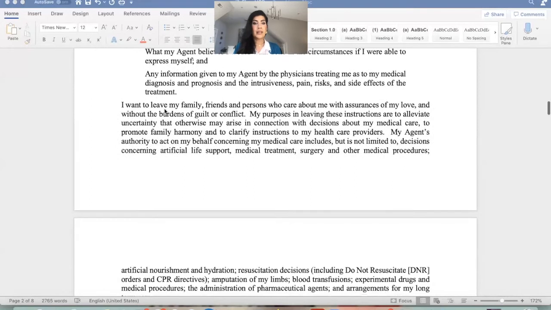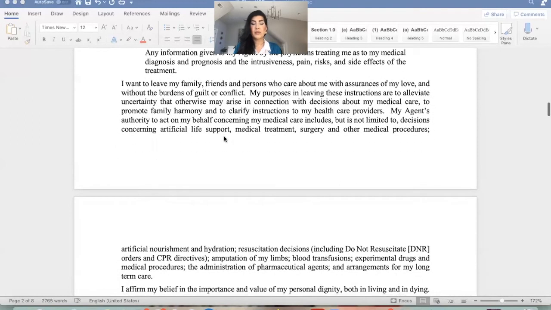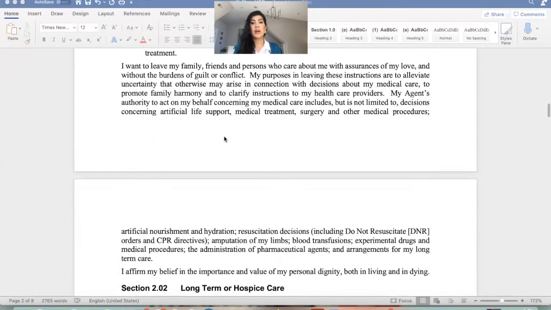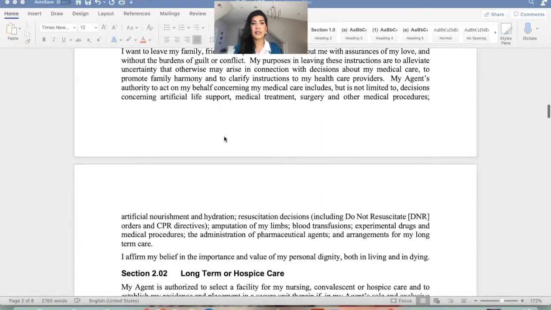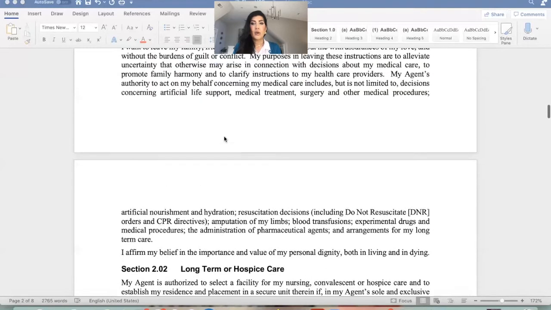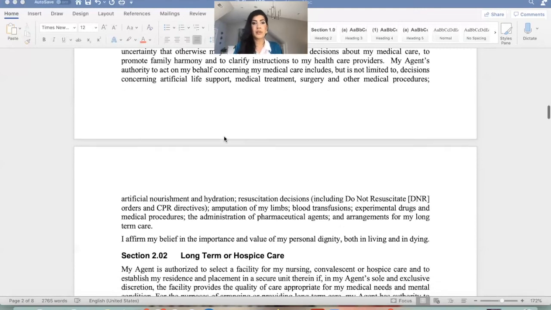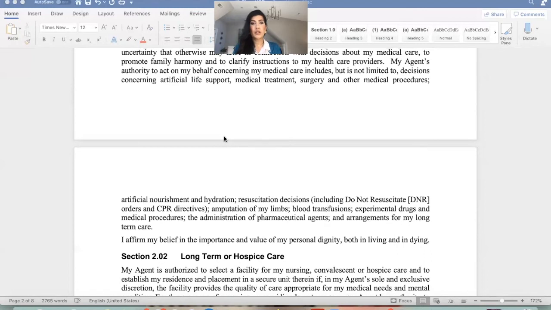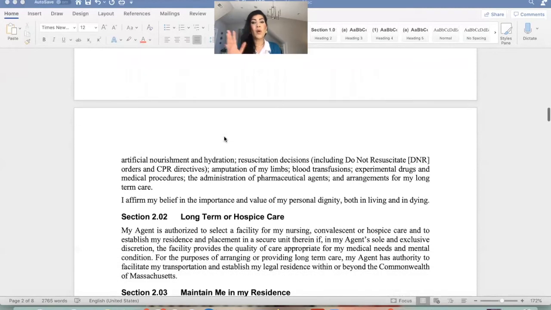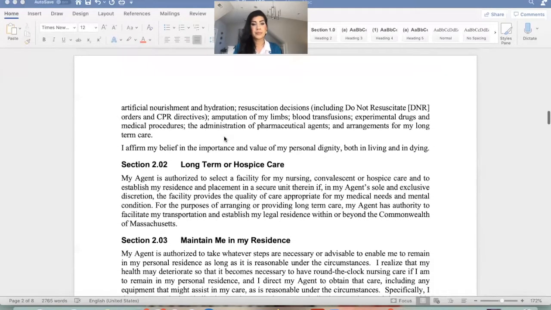Okay, you're making it clear you want to leave your family and friends and people who are taking care of you with assurances of love without the burdens of guilt or conflict. And you're hoping that the agent is going to be able to make, again, we make this list, but it's making it clear it's not just pertaining to this list. So medical treatment, surgery, amputation, CPR, administration of pharmaceutical drugs, all those things are included.